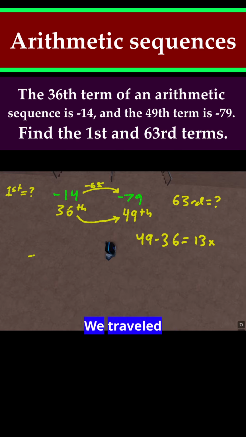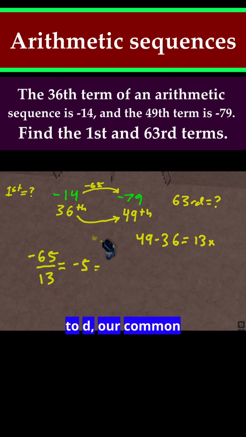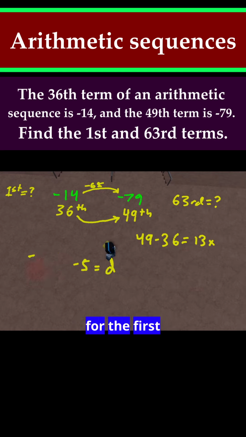If we traveled negative 65 units across 13 common differences, we'll just do negative 65 divided by 13. That gets you negative 5, which is equal to d, our common difference. So all I did was take how much we traveled, negative 65, and divide it by how many terms there were between 36 and 49, which is 13. And now we're ready to solve for the first term and the 63rd term.